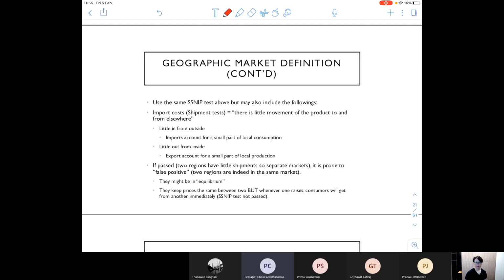All right. So yeah, this is what I meant by little in from outside, little out from inside, right? Imports just account for a small part of local consumption. I mean, that depends on what you mean by local consumption. It basically means the area that you were exploring. Okay.